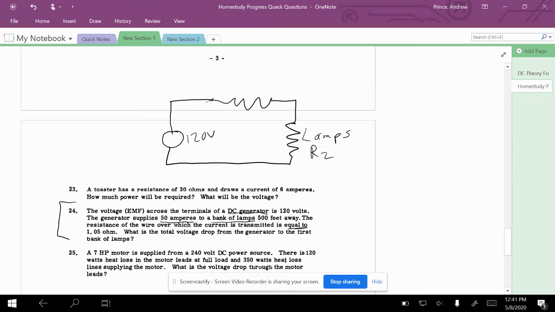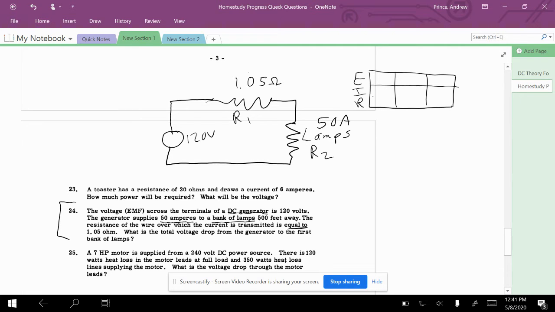So we'll call this R2, and R1. Now R1, we know a resistance value on it, right? 1.05 ohms. And the lamps, they said that they had 50 amps. So we could fill out our little chart, see what we can solve for and what we can't. So we have a voltage total, 120 volts. We have R2, a current of 50 amps. And then we have a resistance value of 1.05 ohms for R1.